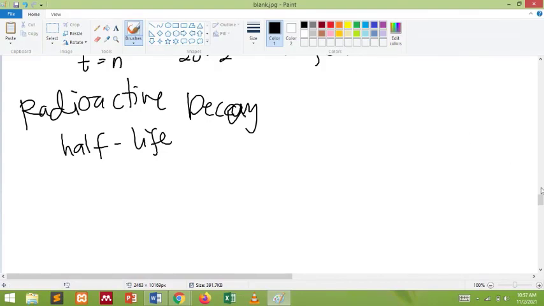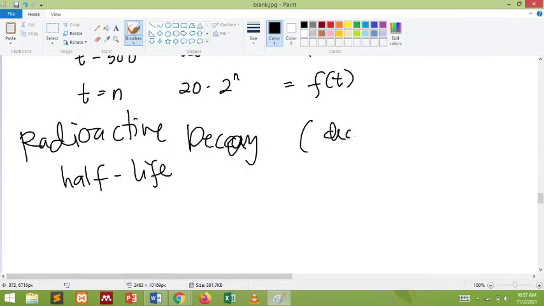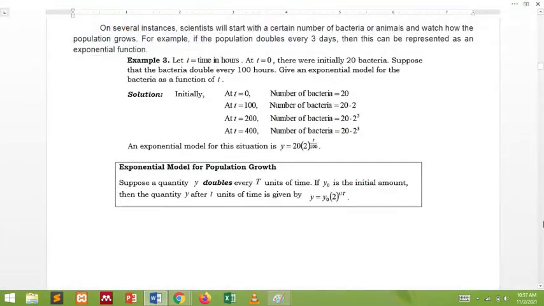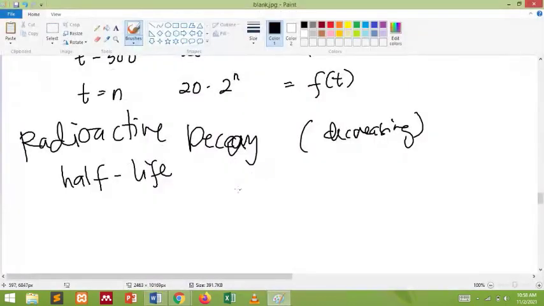And if this is increase, no, ang population growth is something about increase of population, ang half-life is obviously a sample of decreasing population growth. So let's have an example here in your module. Okay, so the half-life of a substance is the time it takes for half of the substance to decay. So let's have, suppose the half-life of a certain radioactive substance is 10 days, and there are 10 grams initially. So A, determine the amount of substance remaining after 30 days, and B, give an exponential model for the amount of remaining substance.